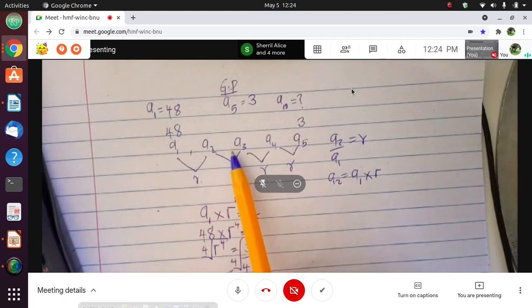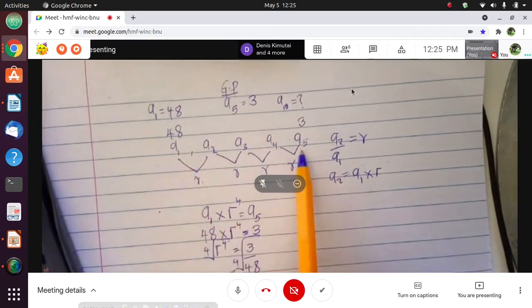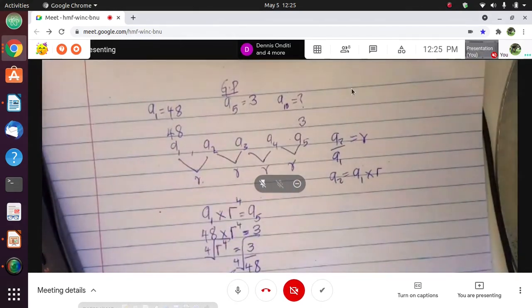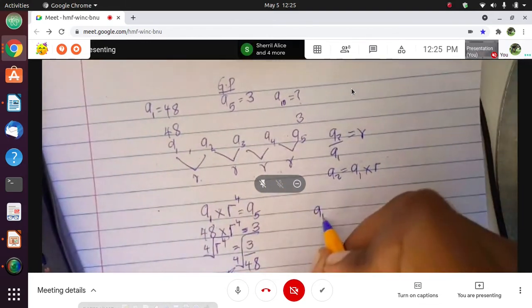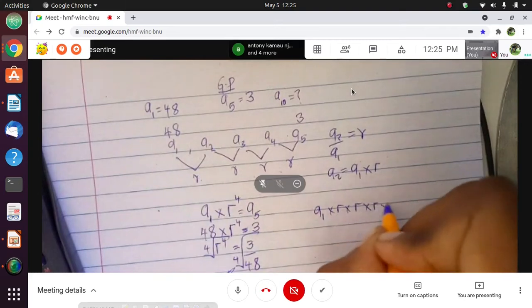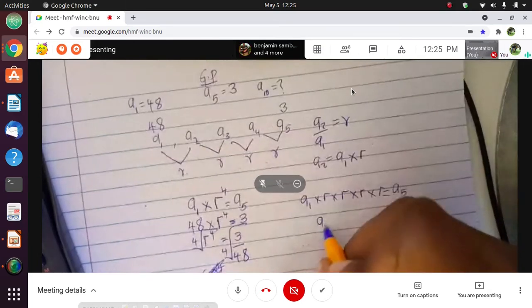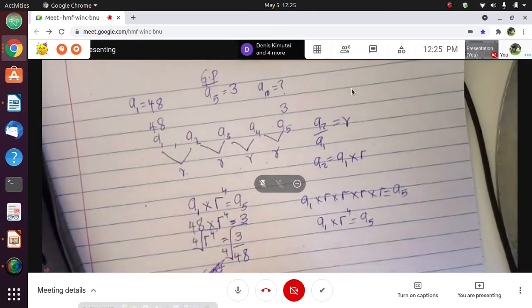For me to get A3, I will take A2 multiplied by R. For me to get A4, I will take A3 times R, and so on and so forth. Now, for us to move from A1 to A5, I will take A1, remember, I have multiplied by R 4 times: A1 times R times R times R times R to give me A5. So this is the same as saying A1 multiplied by R raised to power 4 to give me A5. Are we together?